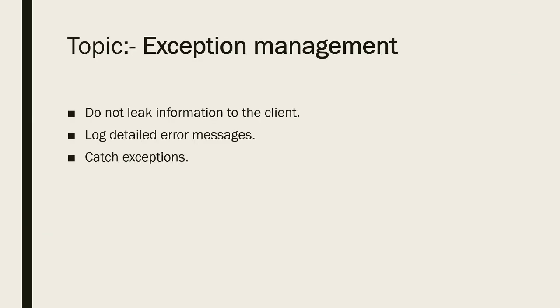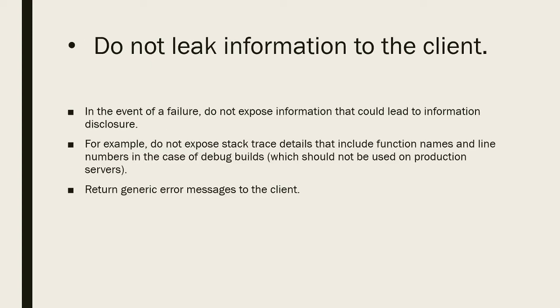There are three basic requirements for the exception management project. Those are: do not leak information to the client, log detailed error message, and catch exceptions. In the do not leak information to the client section, we, the developers, do this: in the event of a failure, do not expose information that could lead to information disclosure, and we just send a generic error message to the client.